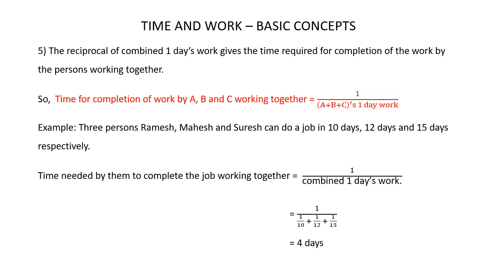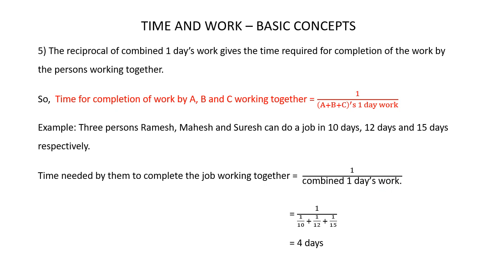For example, three persons, Ramesh, Mahesh and Suresh, can do a job in 10 days, 12 days and 15 days respectively. Then the time taken by them to complete the job working together is equal to 1 divided by their combined one day's work.